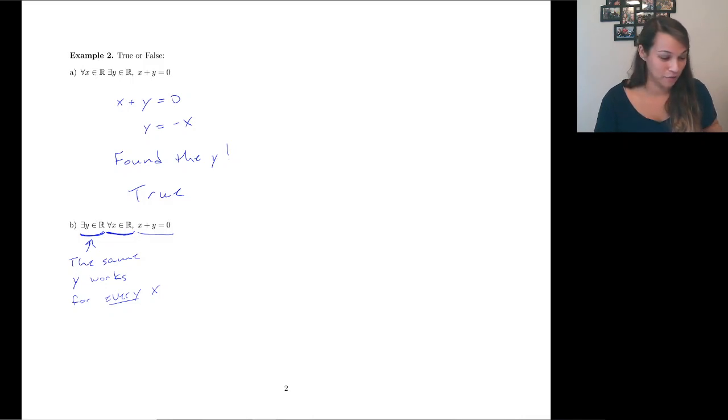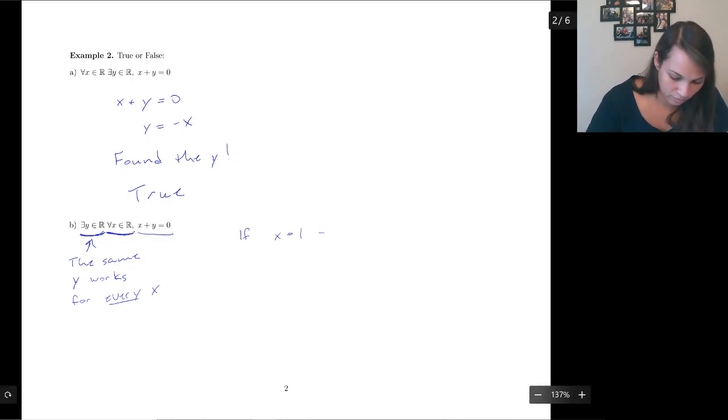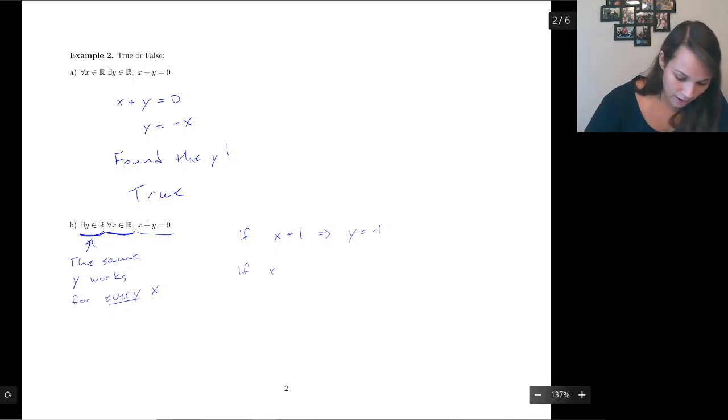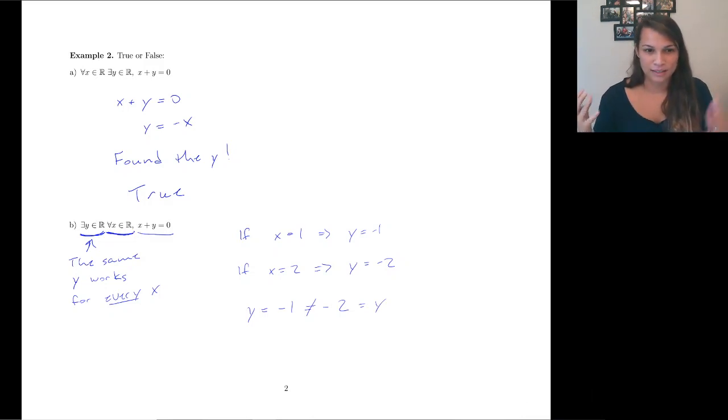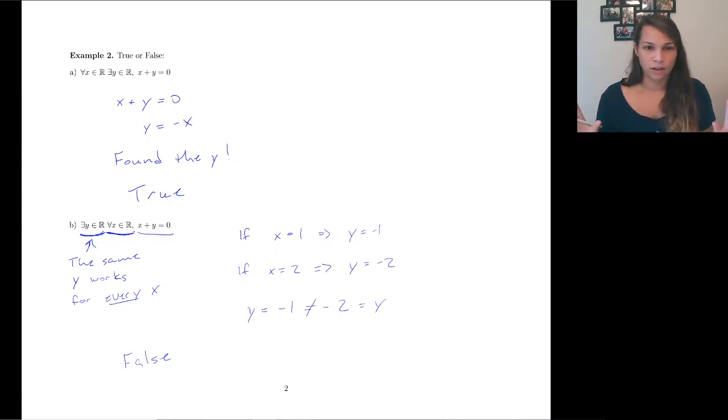All you have to do is pick two numbers that are different. So if x equals 1, then you would have y equals -1. This is the only choice for y. If x equals 2, then y is going to equal -2. And that is the only choice for y in that case. However, y equals -1 does not equal -2. So then the same y is not going to work for all of the x's. This is a false statement here in number B. It'll get confusing, but just have the very same approach. Read it in order. If you have there exists first, that means we're saying the same y is going to work for everybody.